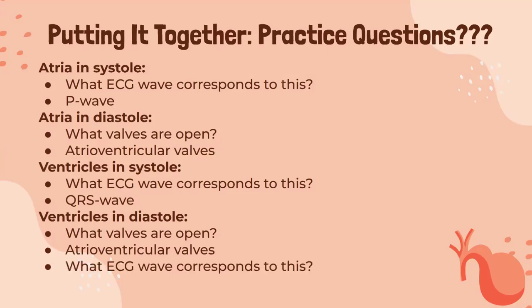Now, what ECG wave corresponds to this if your ventricles are in diastole? They're not contracting. This is going to be your T wave. Everything is relaxed. Nothing is contracting. So it's the relaxation period. It is your T wave.